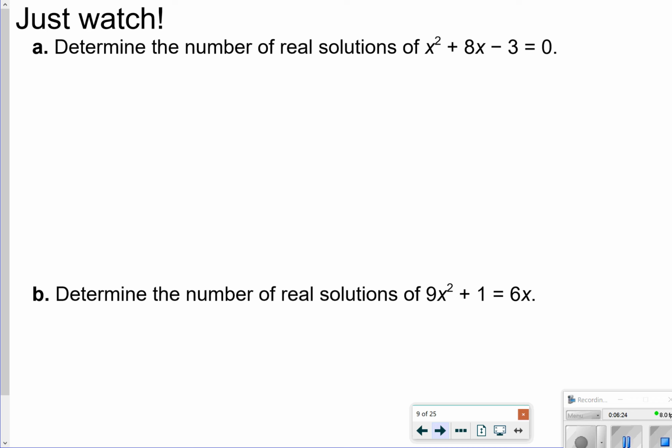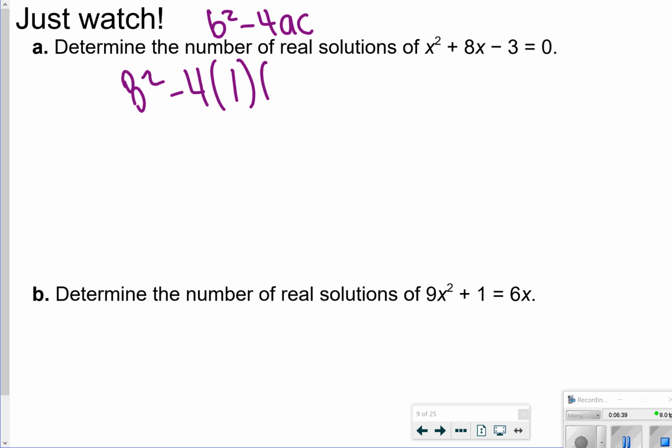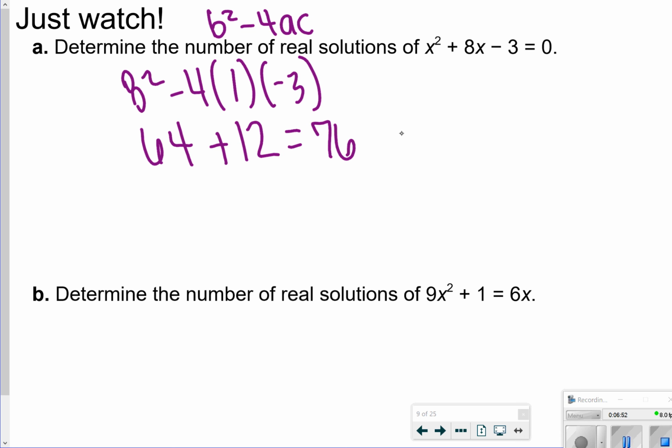Alright, so what it says is determine the number of real solutions for x squared minus 8x minus 3. I'm using b squared minus 4ac to figure out how many solutions there are. So I'm going to plug that in. I have negative 8 squared minus 4 times 1 times negative 3. That's going to give me 64, and then negative 4 times 1 times negative 3 is positive 12, so 64 plus 12 equals 76. Because this is greater than 0, I'm going to have 2 solutions.